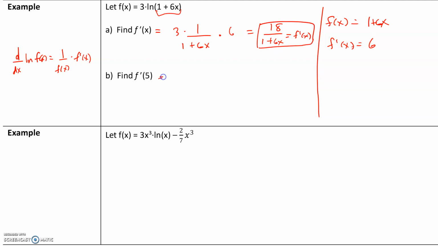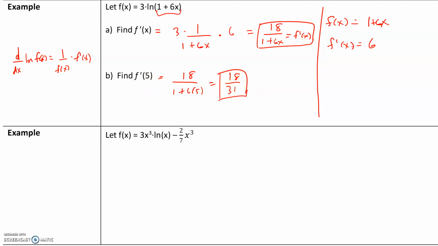Now let's say we want to find f prime of 5. Well, f prime of x is equal to 18 over 1 plus 6x. So f prime of 5 is going to be 18 over 1 plus 6 times 5, which is 18 over 31. So the slope of the tangent line at x equals 5 is going to be 18 over 31.